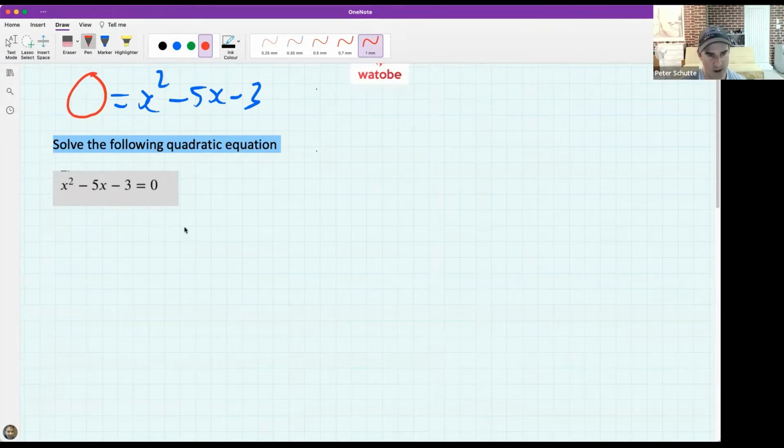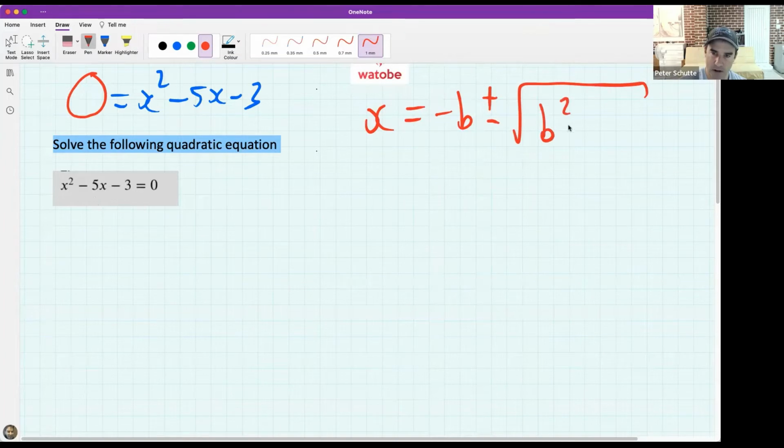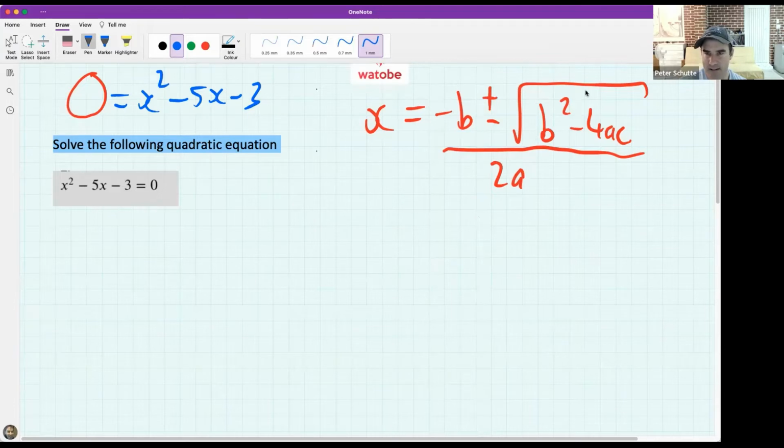Now, the quickest way to solve a quadratic equation is to use this formula called the quadratic formula. And what I do to figure this out is I always start by working out this thing inside the square root. That thing is called delta.